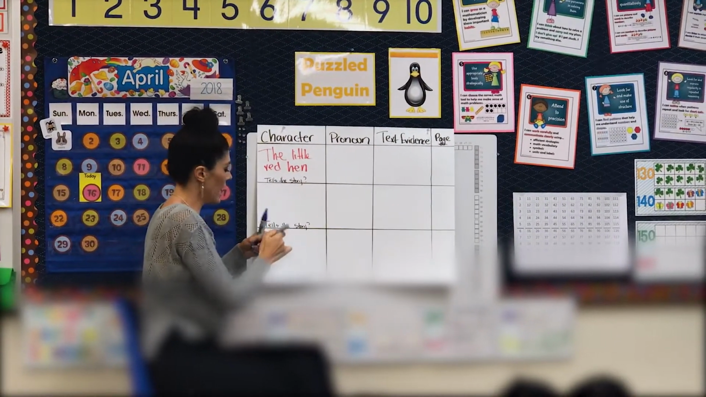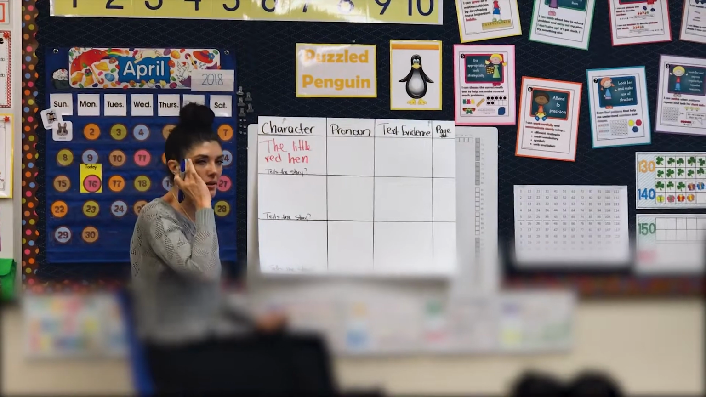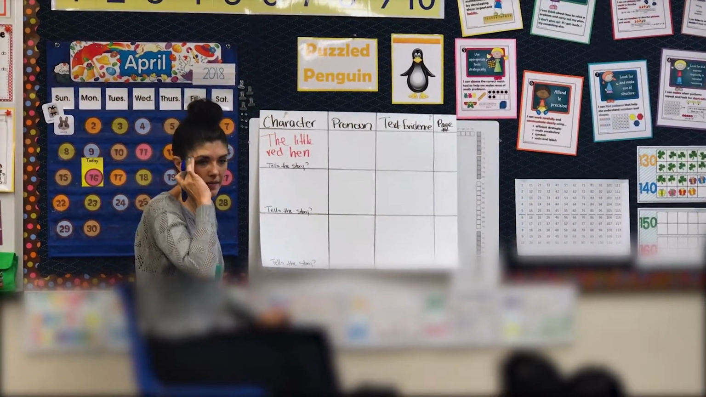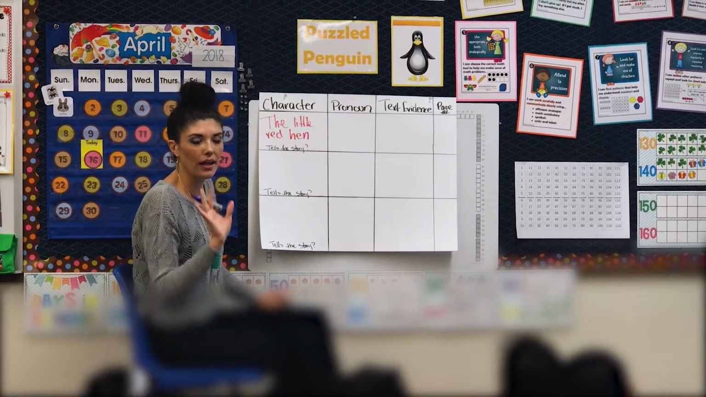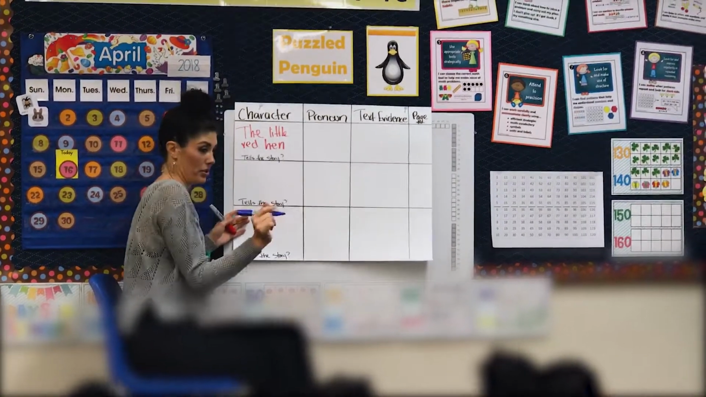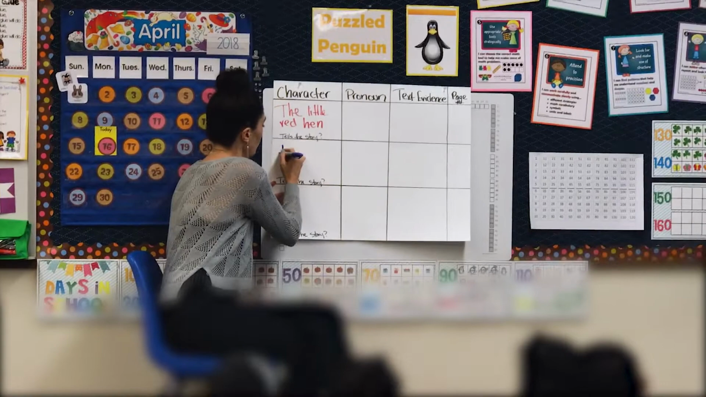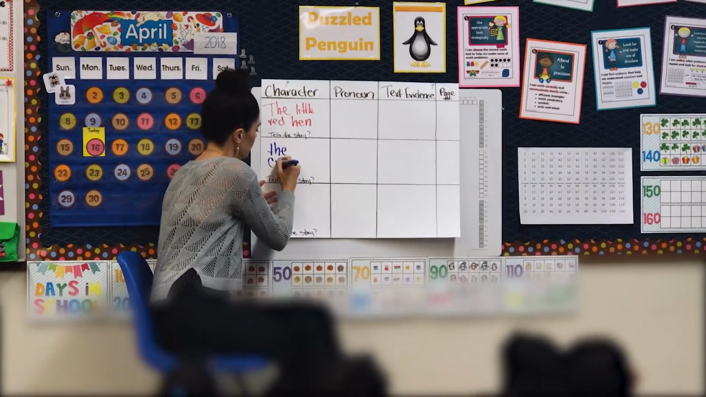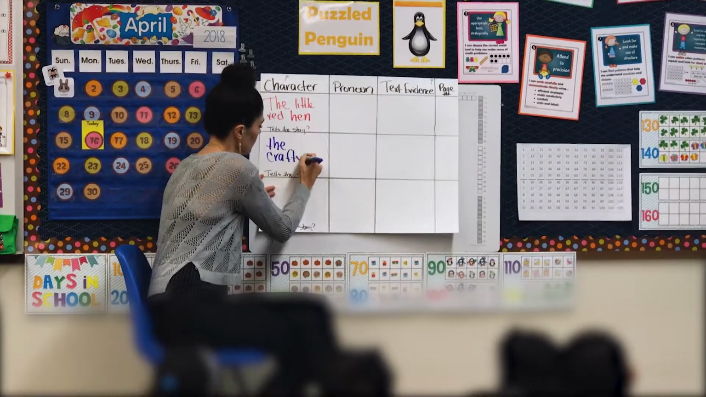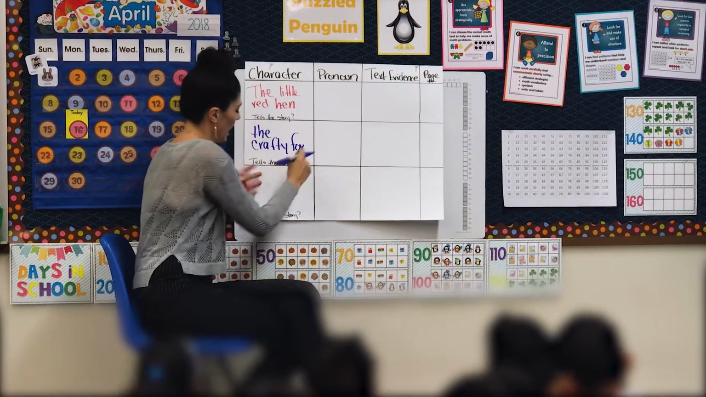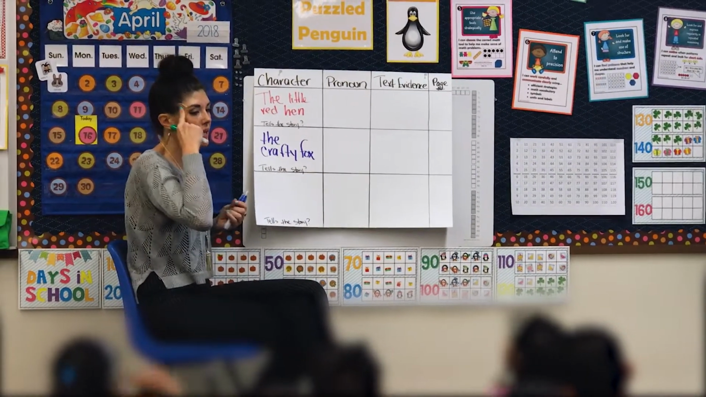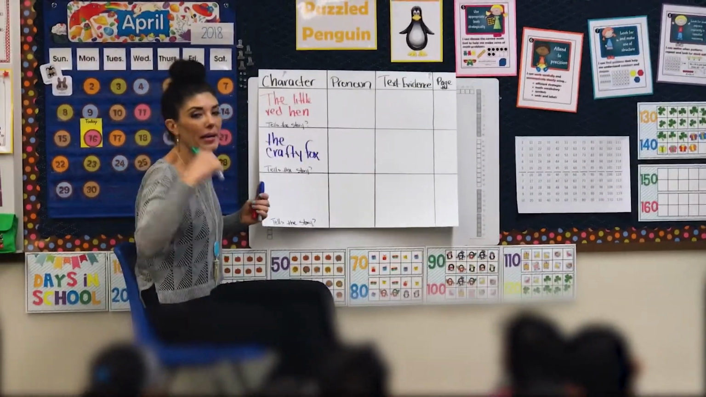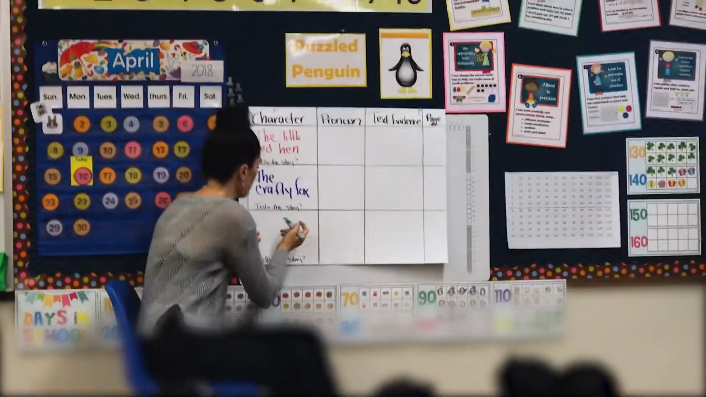Okay. Now, think, who's another character? As soon as you have it, say it out loud. So I'm going to say the crafty fox. And then there's one more. Think of it. Who is it? Everybody? Mother Fox.